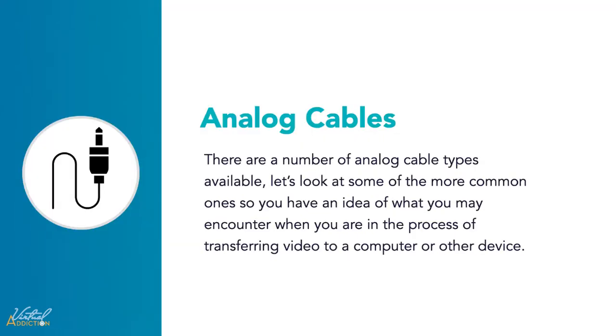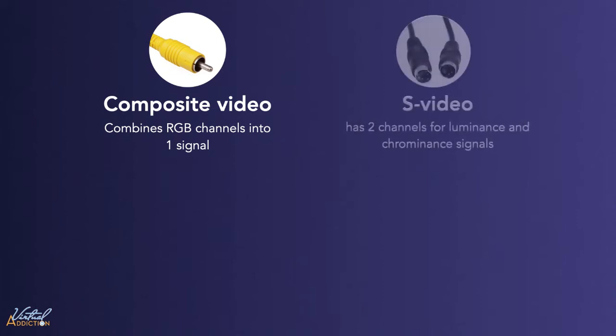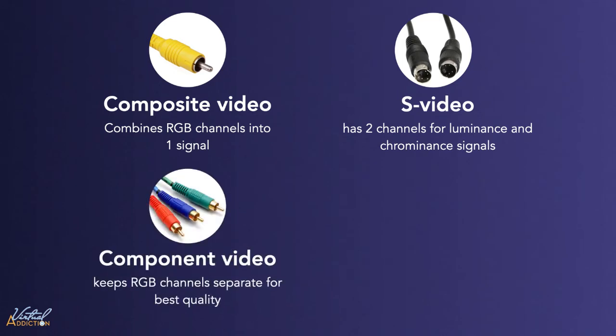Just in case you have to get video off older devices or systems and get it to a digitized format, you may encounter the following analog cable types. We have composite video, which combines RGB channels into a single signal. S-video has two channels, one for luminance, which is brightness, and one for chrominance, which is the color signals. There's component video. This keeps RGB channels separate for best quality.